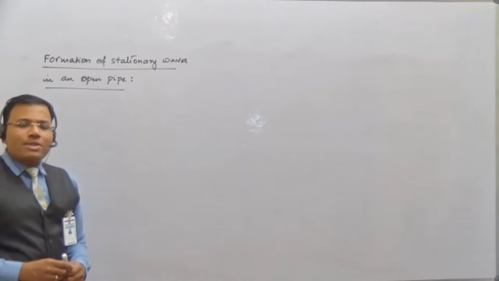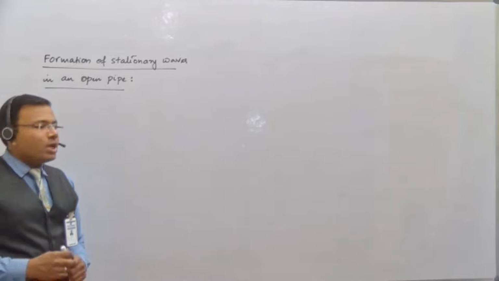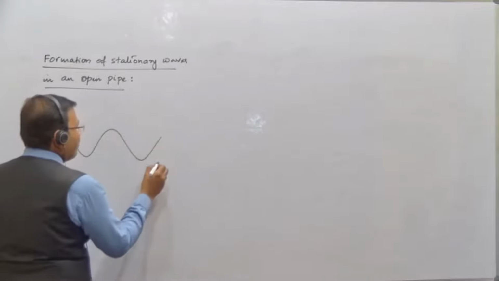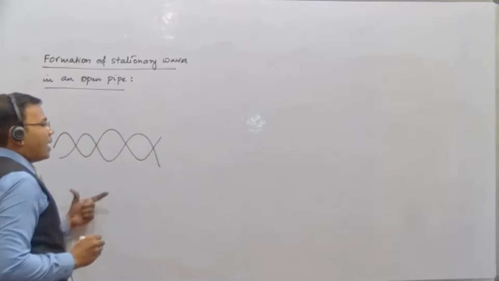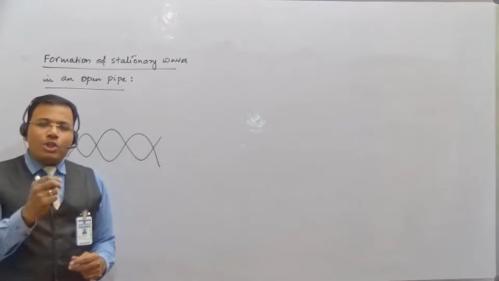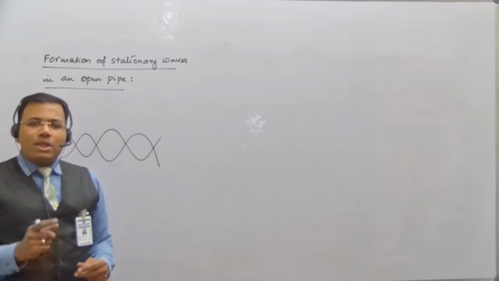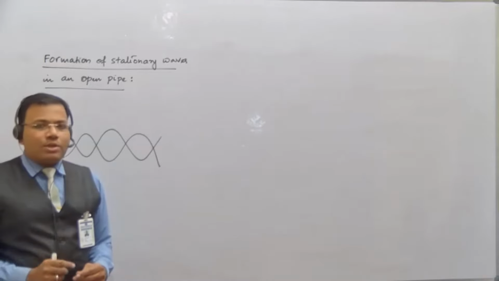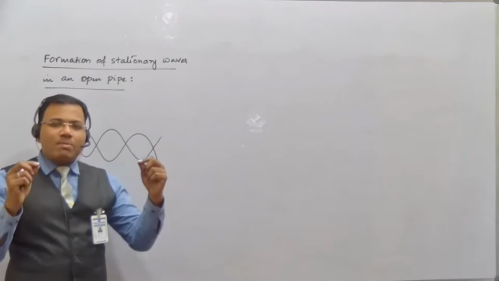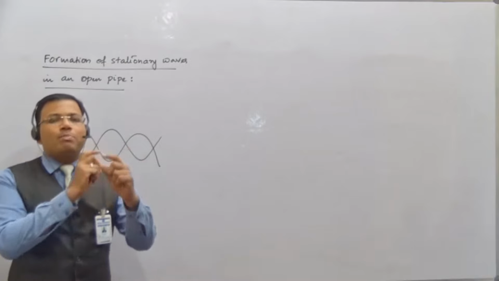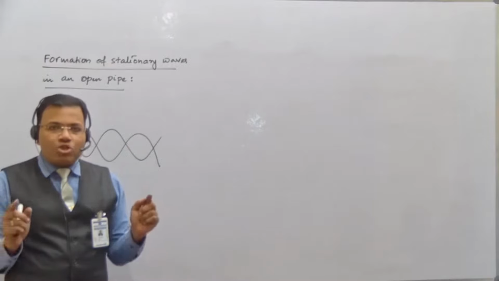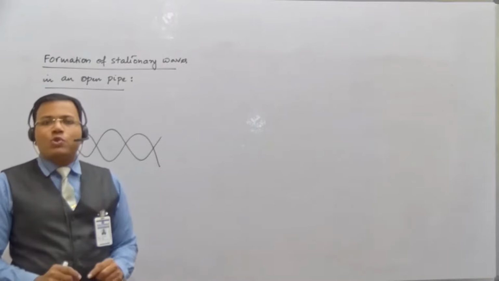So first we go for what is a stationary wave, what are nodes and antinodes. Here, one wave is moving in this direction and another wave is moving in the opposite direction. These two waves should have the same amplitude and the same frequency. That is the condition. When these two waves having the same amplitude and same frequency superimpose on each other, they get superimposed by traveling in the opposite direction. This opposite direction is also important.